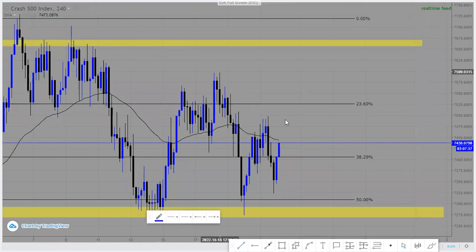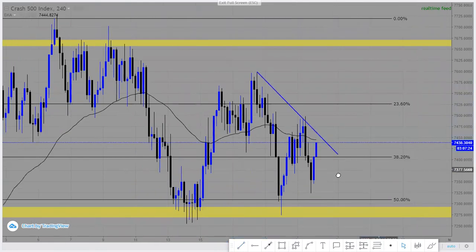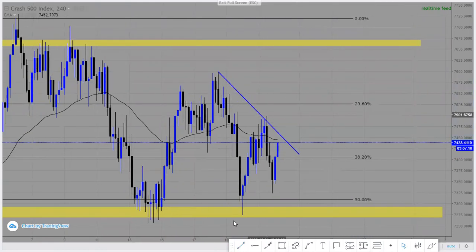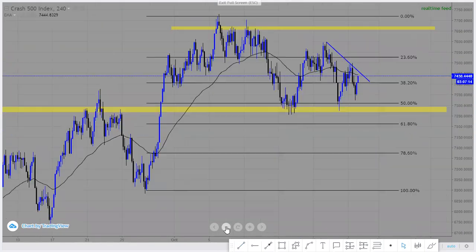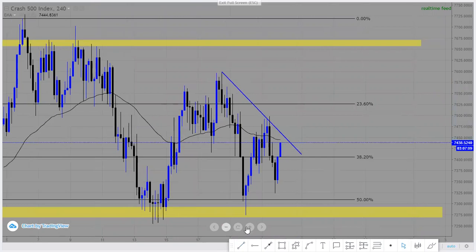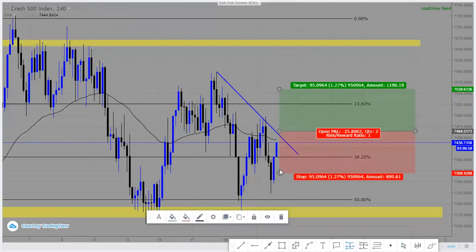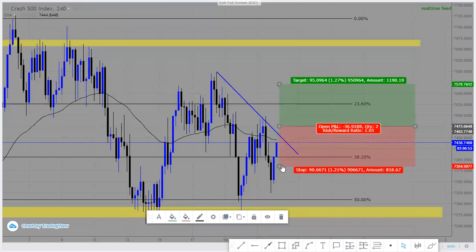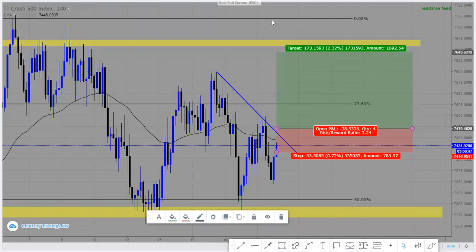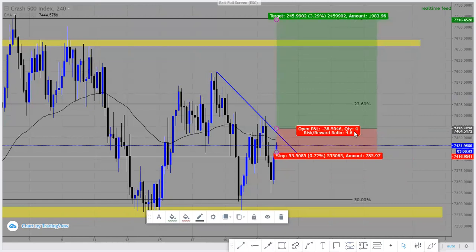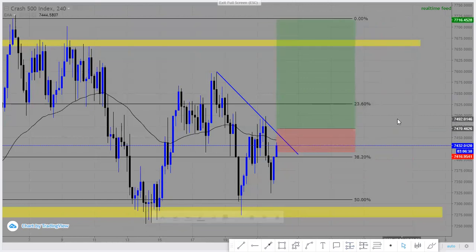So one can either enter using trend lines. Trend lines can also be used for entering trades. So the break of this trend line can actually give us buying opportunities for CRASH 500. One can actually take buy positions on the 30 minutes, 15 minutes. You actually enter your trades from there. You enter something like this, targeting the 0%, something like this.